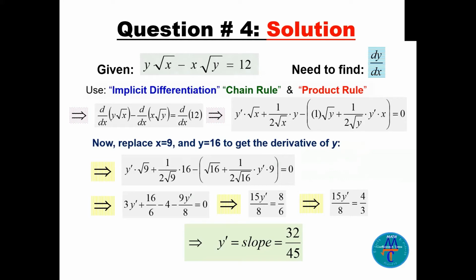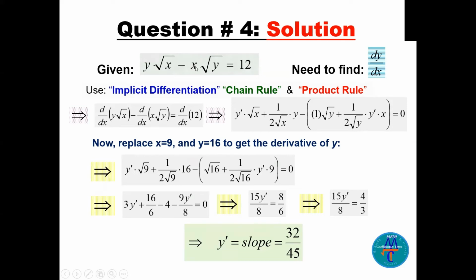And there is a product rule also, and there is a chain rule. So now we know this story. The derivative of 12 is easy, so we can write here 0 on the right side. Now the derivative of y square root of x, that's a product. And also x square root of y is another product. So it will be y prime square root of x plus 1 over 2 square root of x, the derivative of square root of x, times the y. Here we have to put a bracket before the minus.